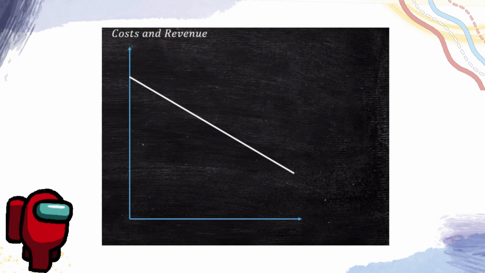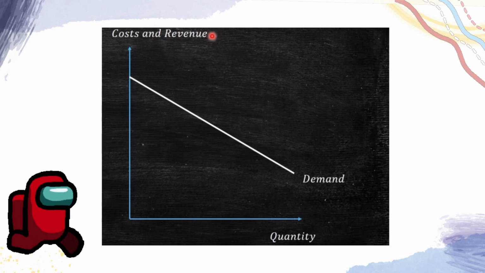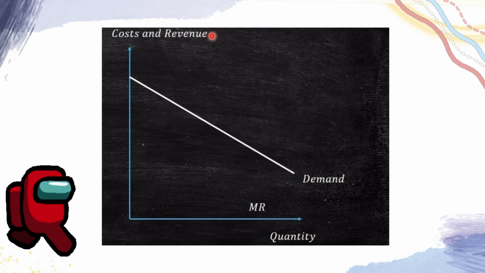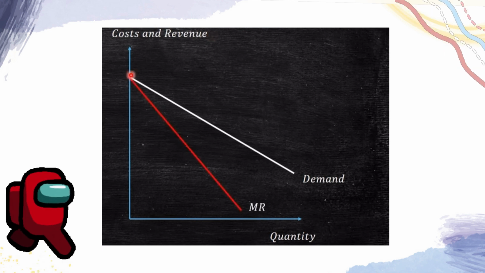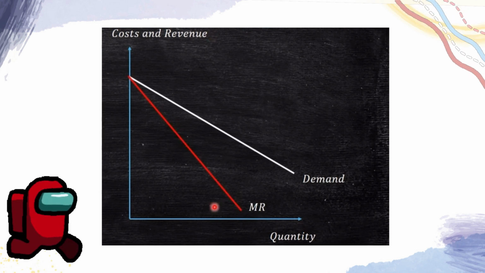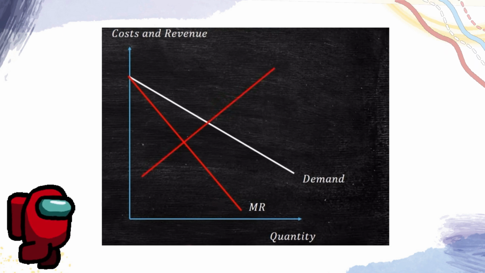Now we're moving to the curve. Here we have cost and revenue, then we have quantity, also the demand of the monopoly, and here we have marginal revenue that is usually lower than the demand, and here we have the marginal cost and average total cost.